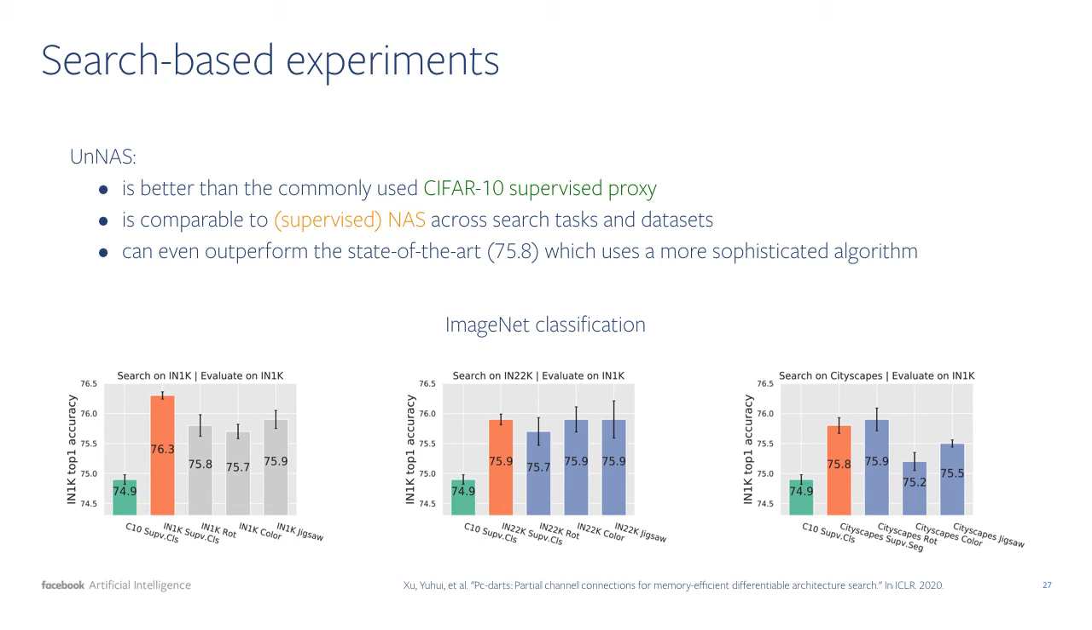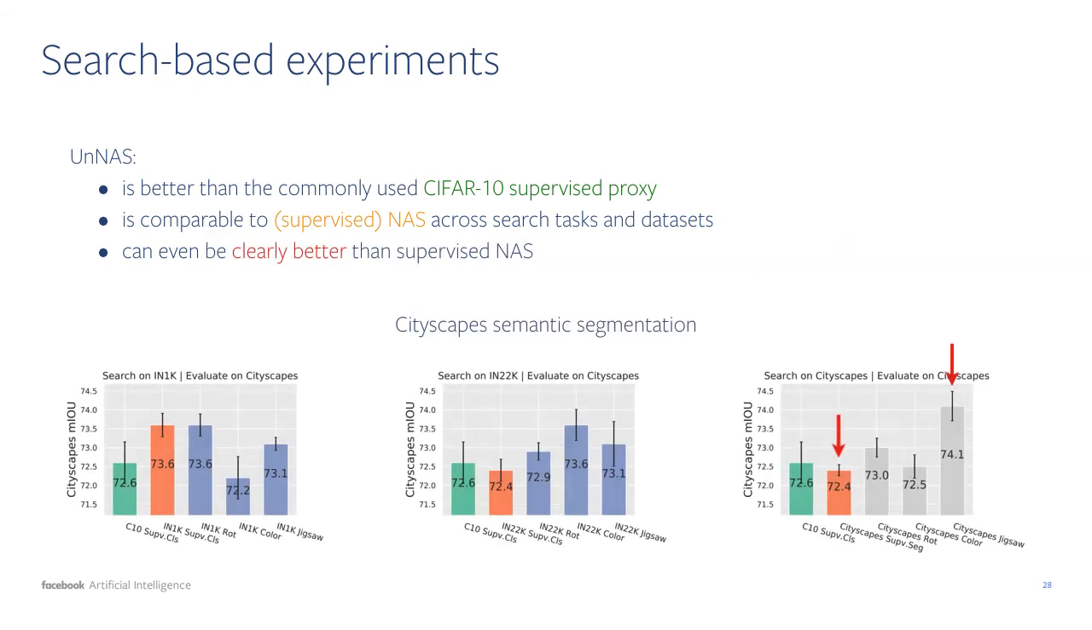We can see that the UNNAS architectures perform very competitively. They usually match the supervised setting on the same dataset and outperform the commonly used CIFAR 10 classification proxy. In fact, it also outperforms the state-of-the-art on this search space, which uses a more sophisticated algorithm and is not shown in the figure. We repeat the same experiment using Cityscape's semantic segmentation as the target instead of ImageNet classification.